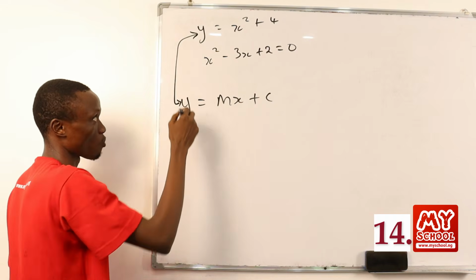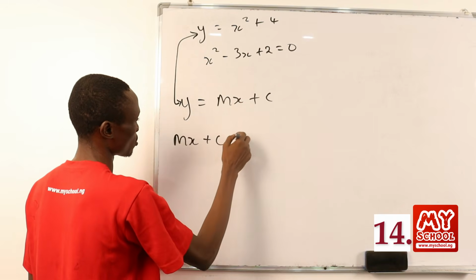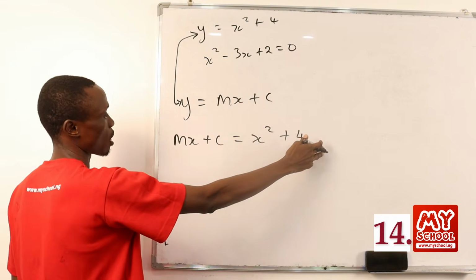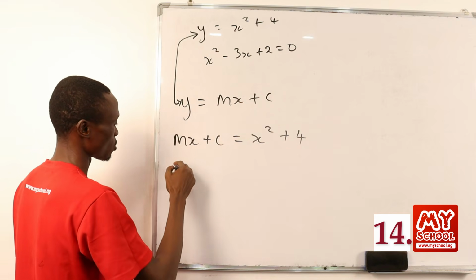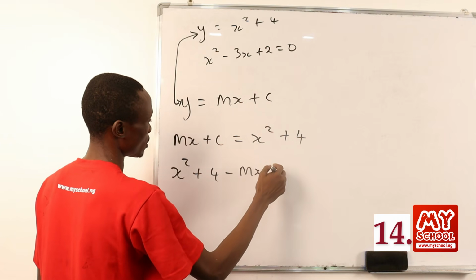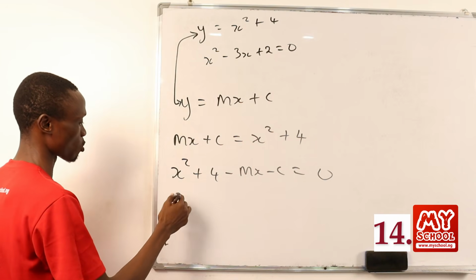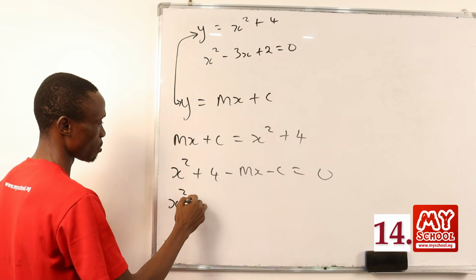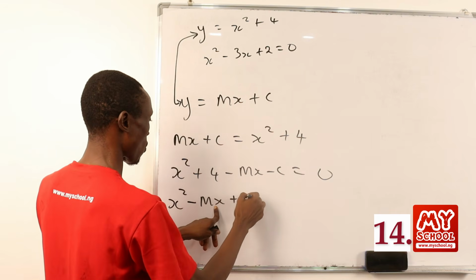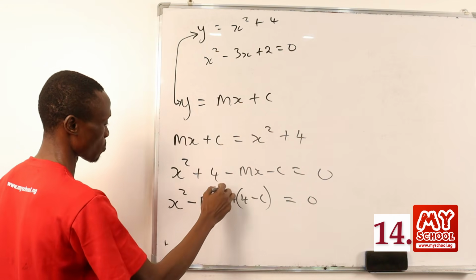Then afterward, we now look for coefficients. So here we have mx plus c is equals to x squared plus 4. Okay, so we can move everything here to our right hand side. So we have x squared plus 4 minus mx, then minus c, right? This is equals to 0. So we arrange this properly. So here we have x squared, then minus mx, then here we have plus 4 minus c is equals to 0. So we can put these two together and put these two together.